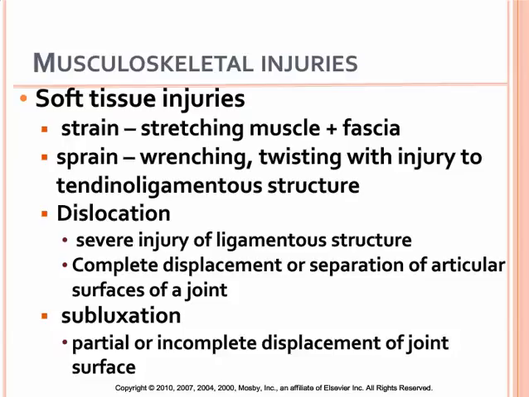Dislocations are severe injury to the ligamentous structure, and it's a complete displacement or separation of the articular surfaces of a joint. And then subluxation is partial or incomplete displacement of the joint.